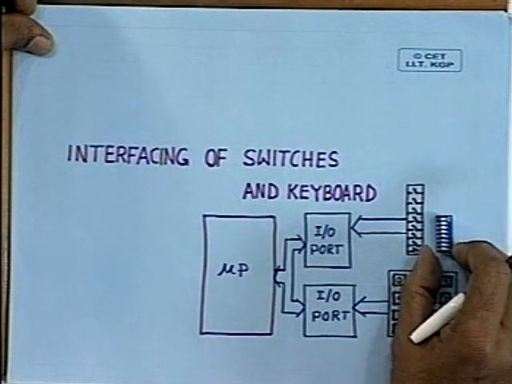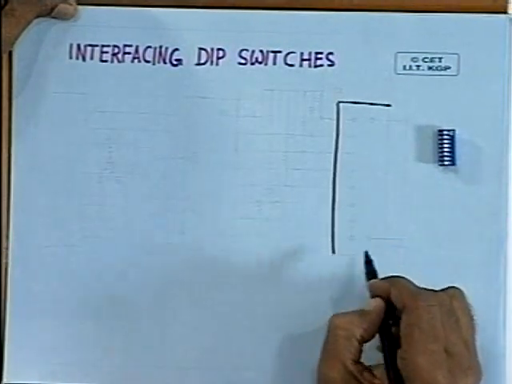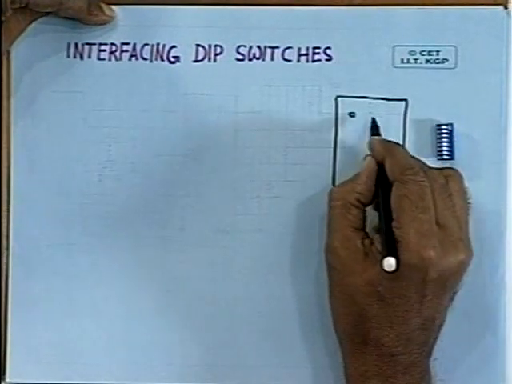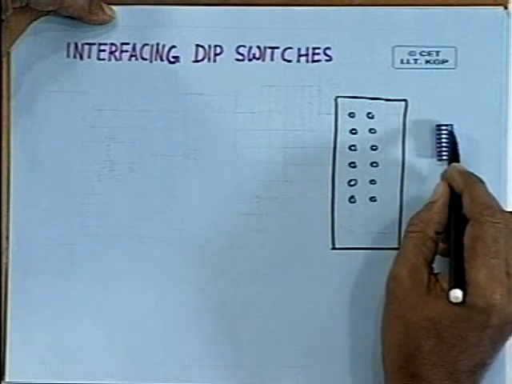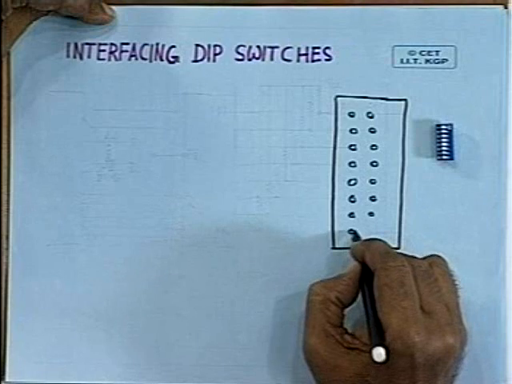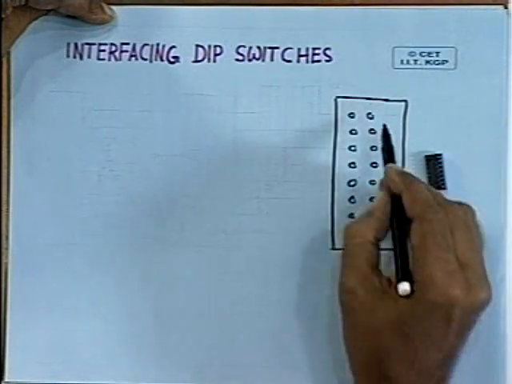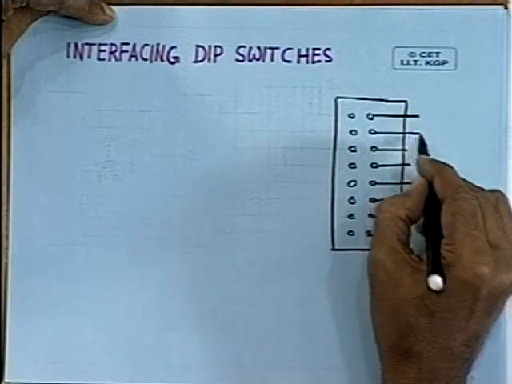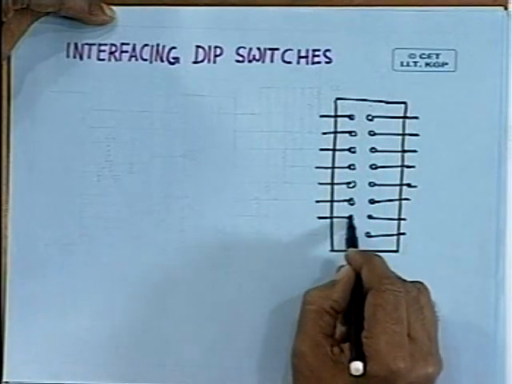There are 8 switches, and let me draw it in more detail in bigger form. Here, each switch has 2 points, and there are 8 such switches inside this miniature device, just like an IC. And the pin configuration is the same. There are 8 pins on one side and 8 pins on the other side, and these pins are available outside the chip. That's why it is called dual in-line package, DIP, two lines.